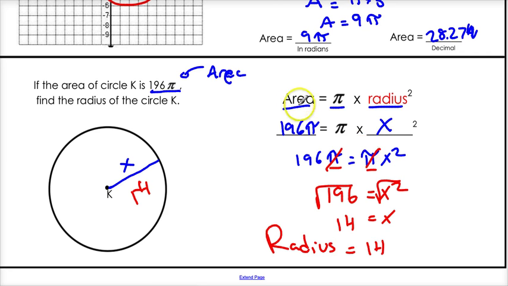Now, just to say this again, we wrote out our formula, area equals pi r squared. Since the area was given, we plugged that in, and we set that equal to pi times x squared, and x is our radius since we didn't know it. And then we just solved it.